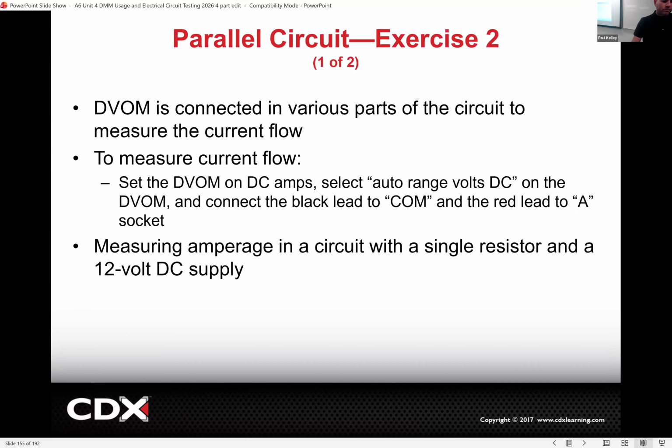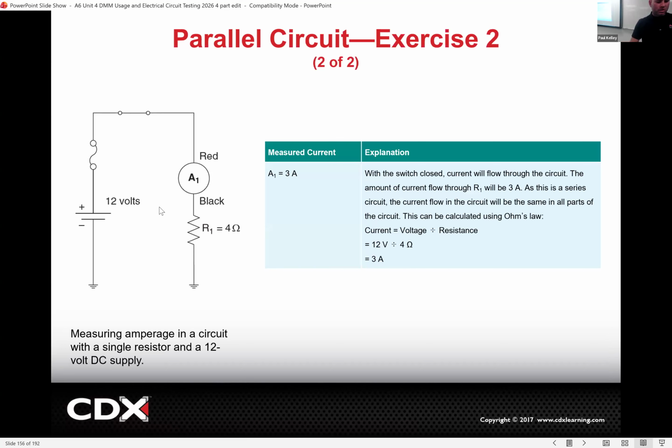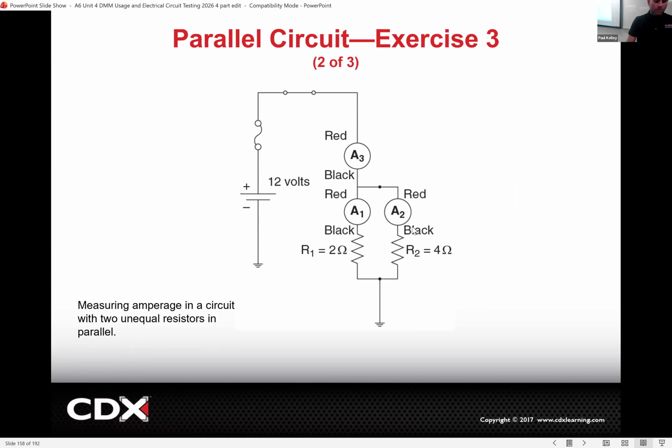So let's say we want to measure the amps. This is just a summary of a series, right? It's 12 volts, 4 ohms. So we'd plug it in with the VAR, 12 divided by 4, and we come up with 3 amps, right? We've done that one. How it can be done right here is, like we said, we would go ahead and do the VAR.